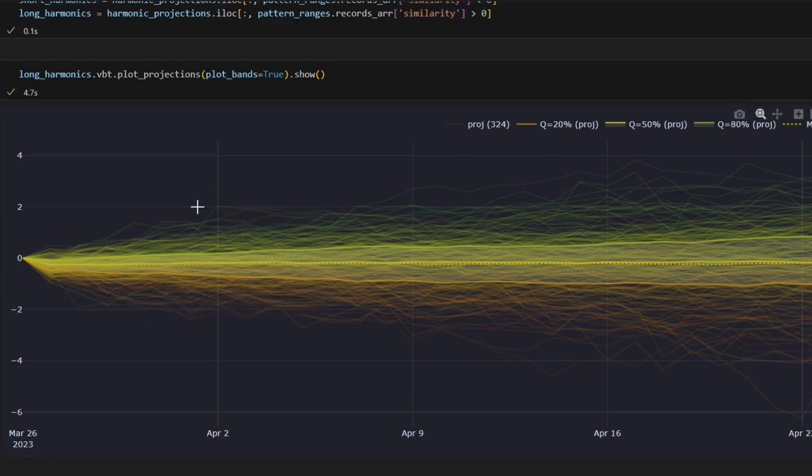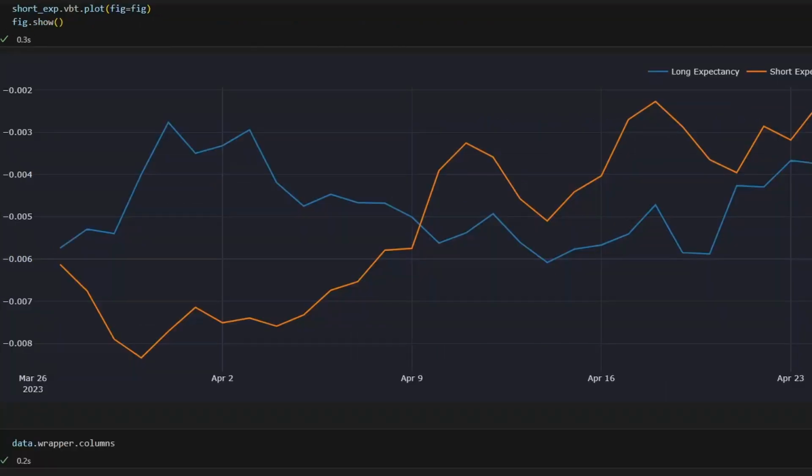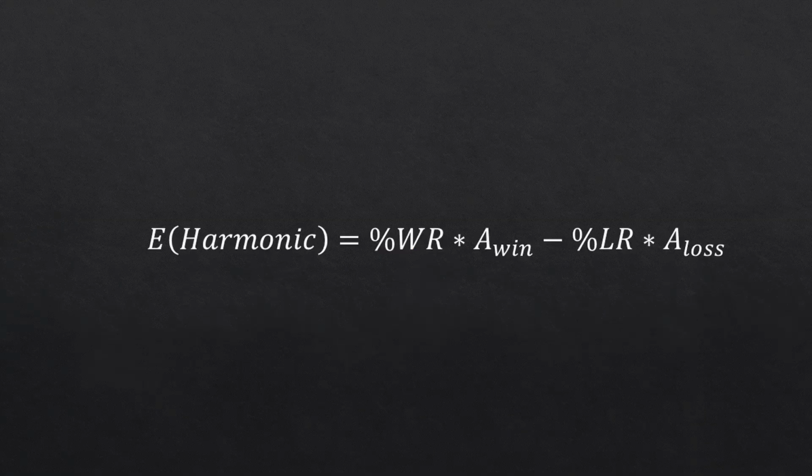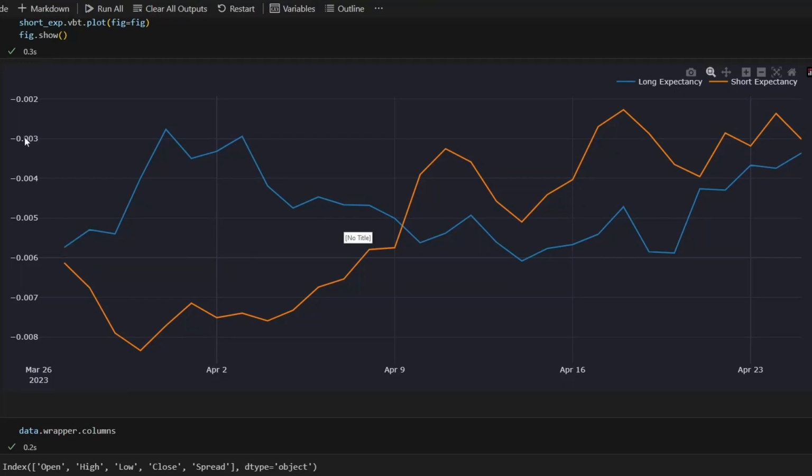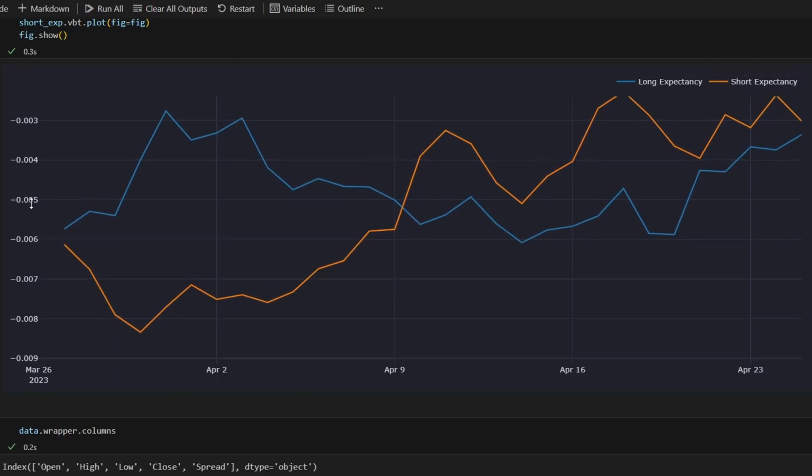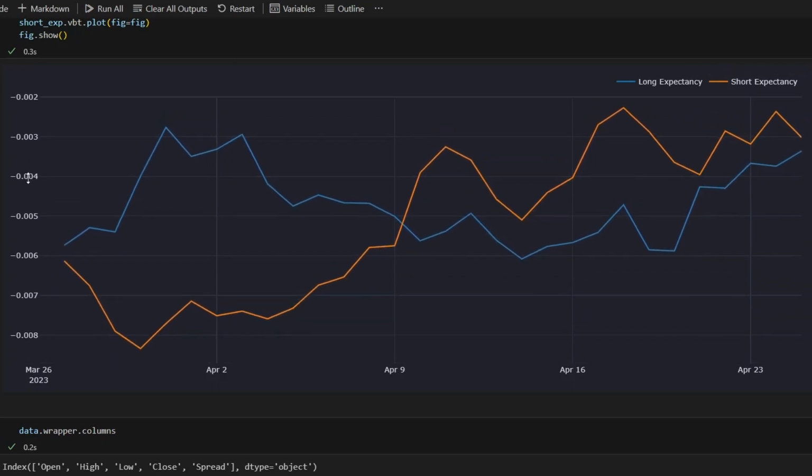Now, the expectancy is defined for any trading system as the average win times the win rate minus the loss rate times the average loss. So if we go back to the expectancy chart on the left here, we see that all of the expectancies for both long and short Gartley setups are negative. But you might notice for the short expectancies that it seems to increase after about 4 bars.